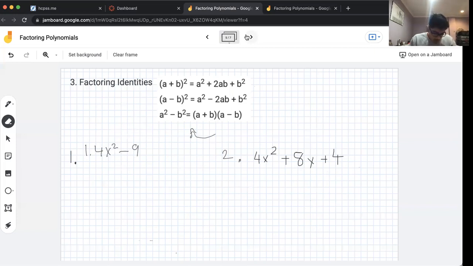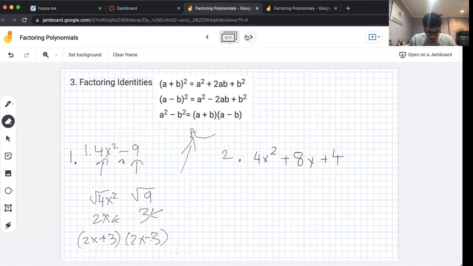In this case, we can see that this term can be square rooted, and this number is also a perfect square. And we have a negative sign here. So what we do is we take the square root of this A term, which is 2x, and the square root of this B term, which is 3. Now we have our A and our B. So now we can simply write this expression as 2x plus 3 times 2x minus 3 using this identity.